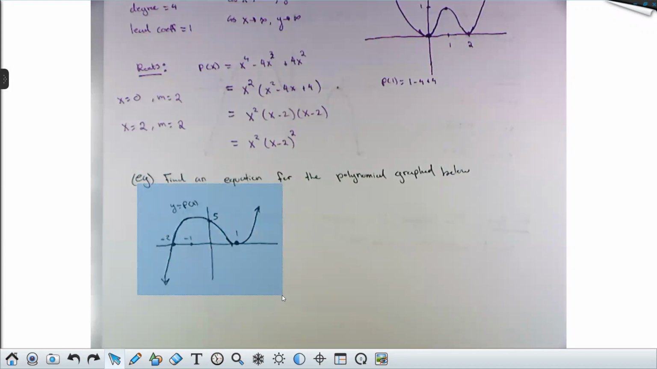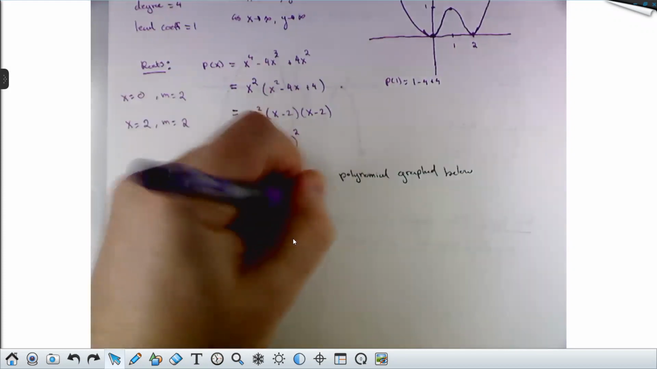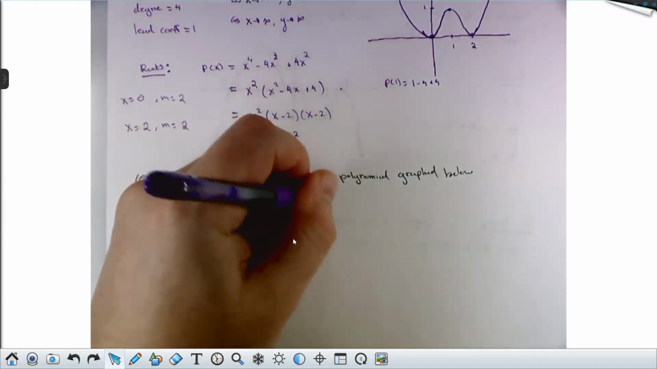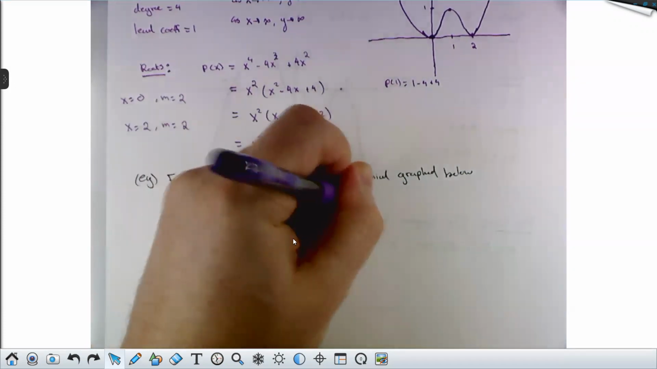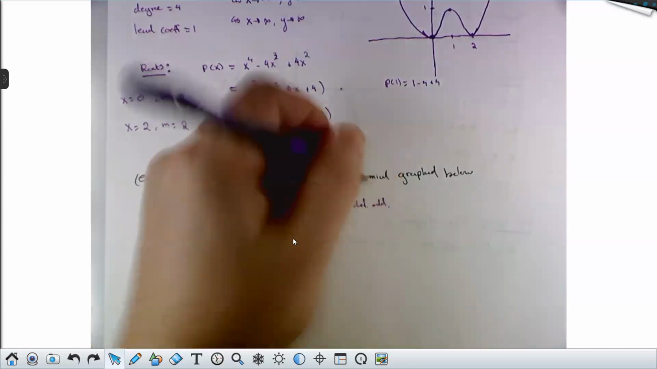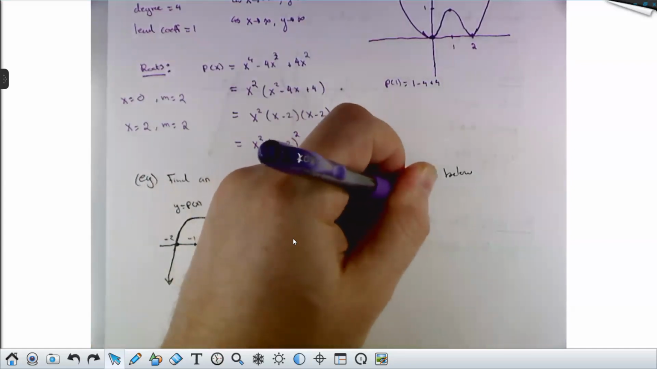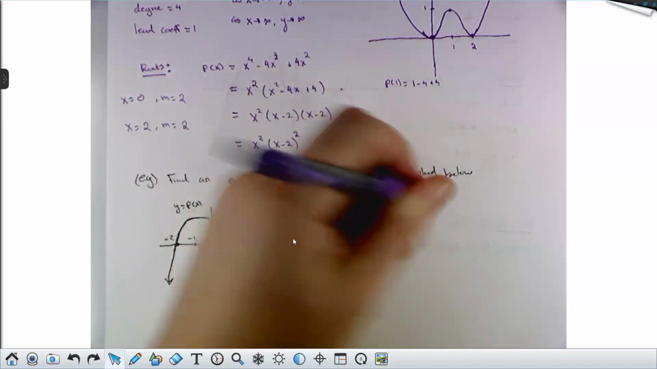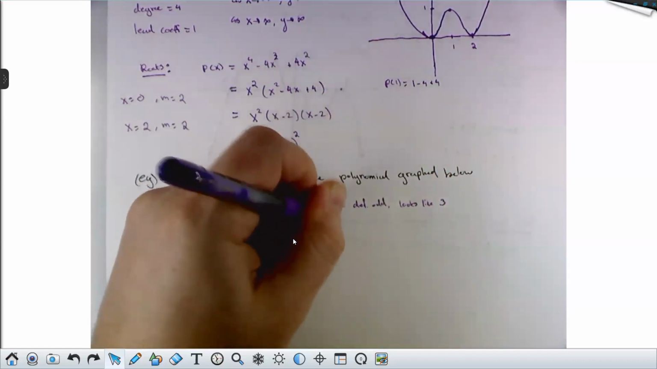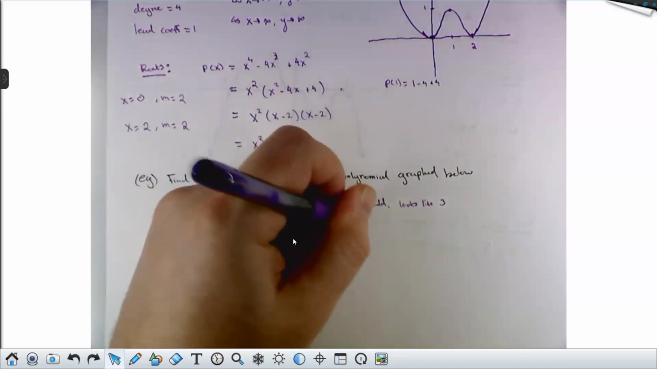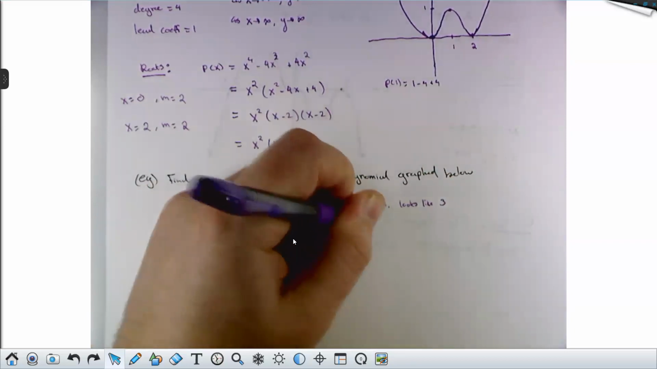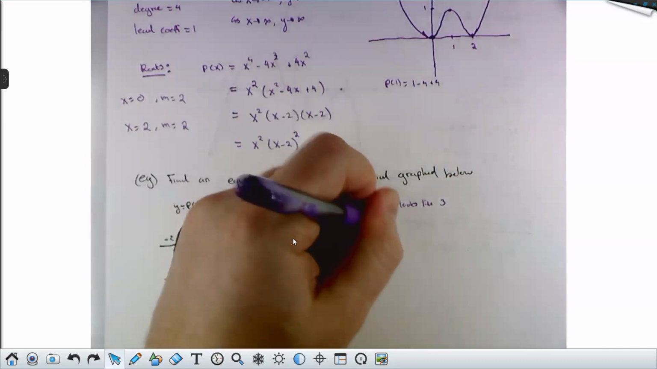What can you tell me about the lead coefficient? It's positive. Good, the lead coefficient's definitely positive because we're going down on the left and up on the right. So degree: definitely odd, looks like 3. The lead coefficient: definitely positive, right?